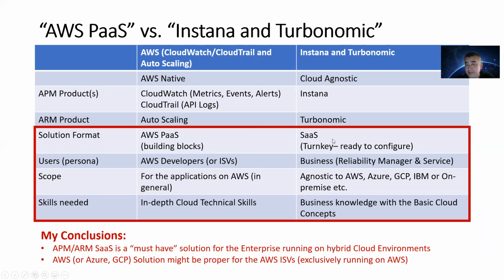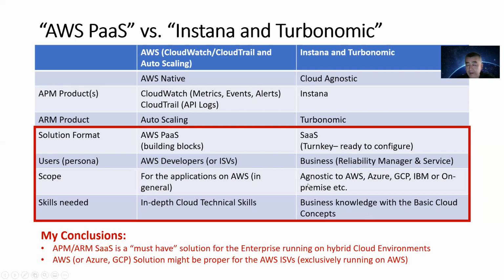And IBM Instana is a turnkey solution, ready to configure for your own system. And this is the SaaS solution. And with AWS, the user is different. AWS is for the AWS developers. It's for the ISVs. But IBM Instana and Turbonomic is for the business user. It's for the reliability manager or the service workers.